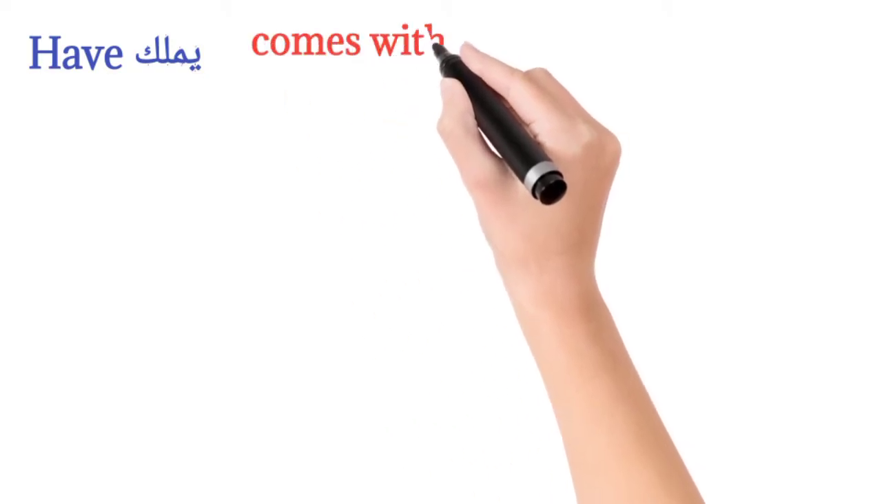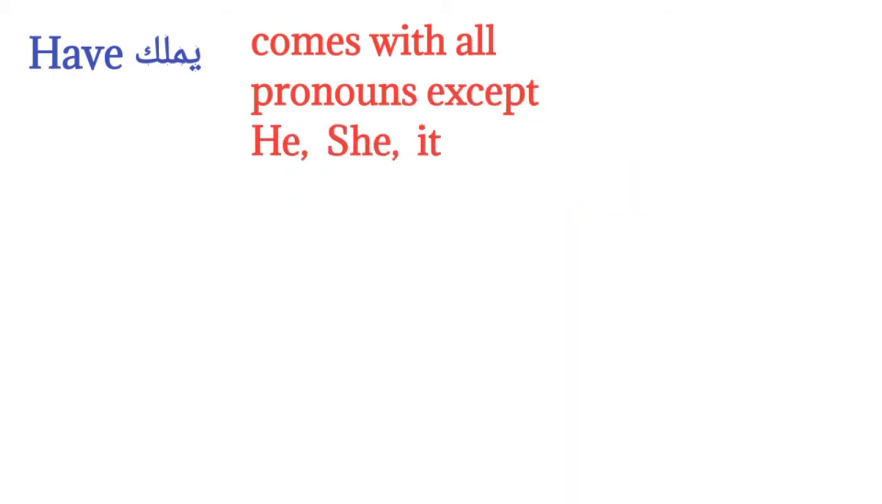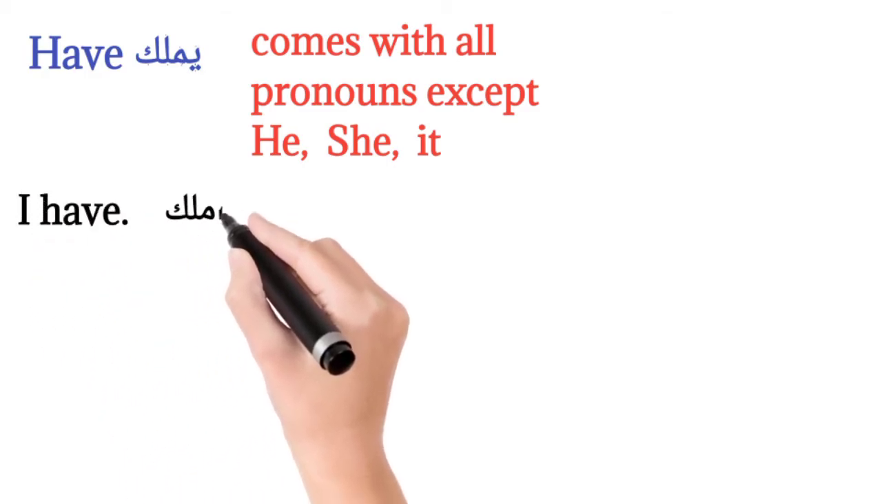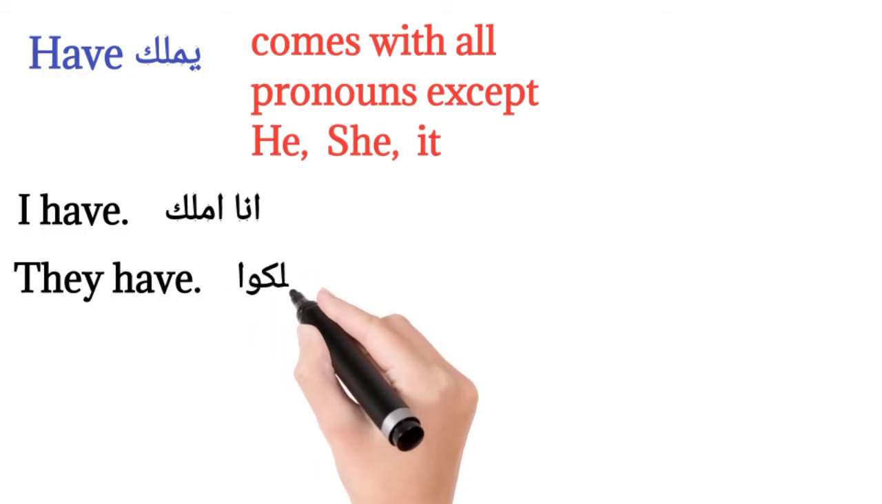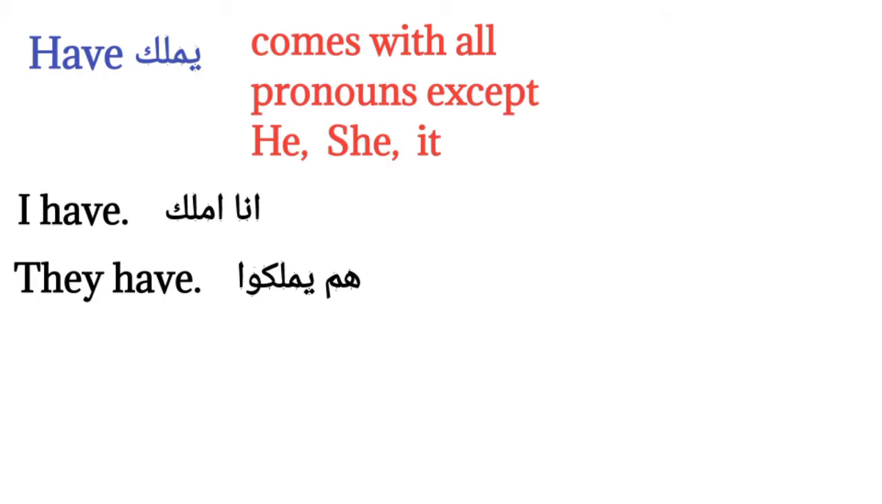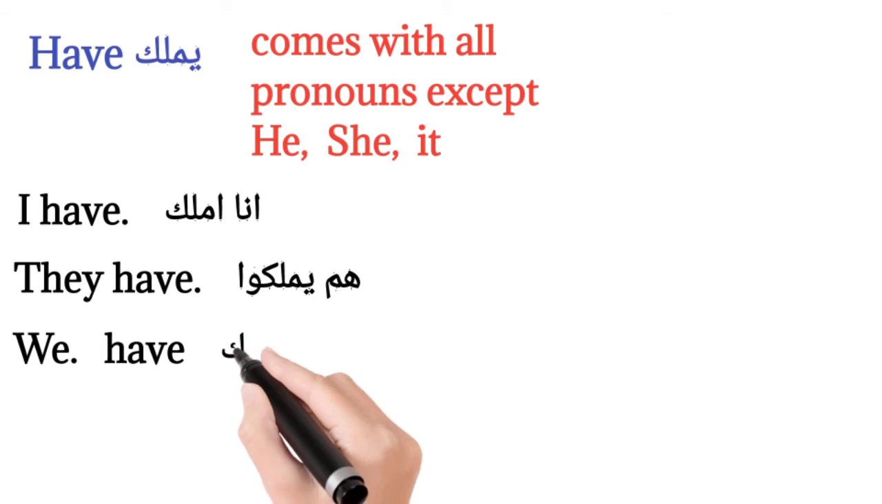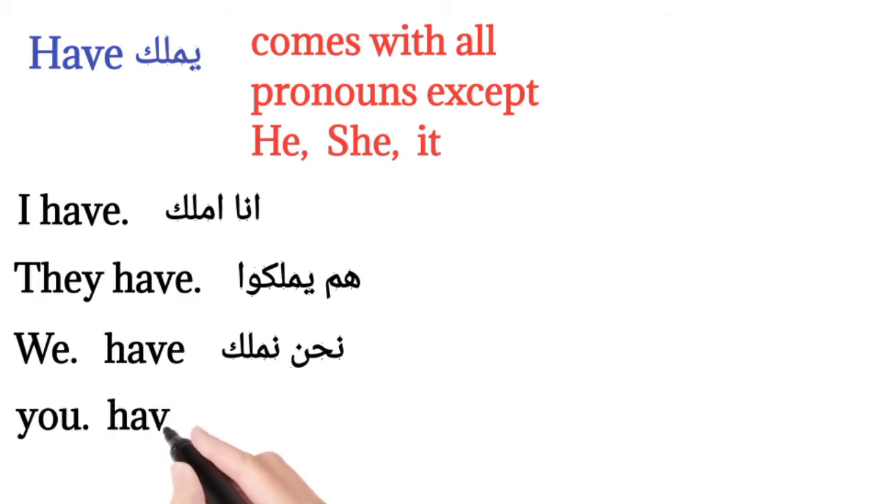Have verb بمعنى يملك comes with all pronouns except he or she or it. Examples: I have أنا أملك. They have هم يملكوا. We have نحن نملك. You have أنت تملك.